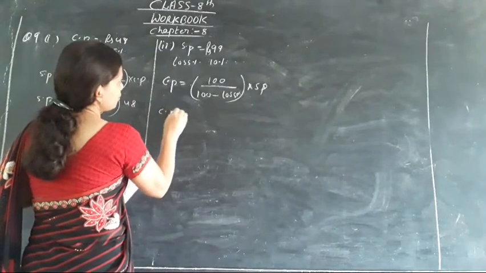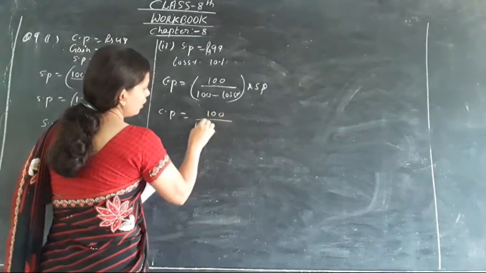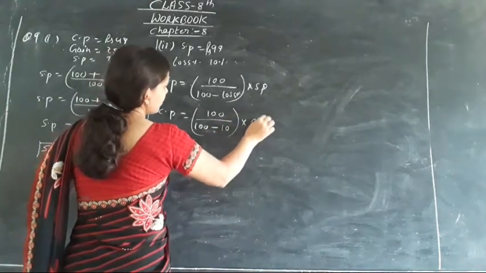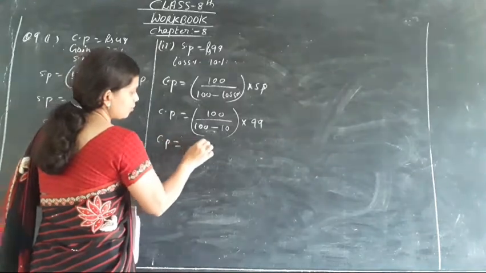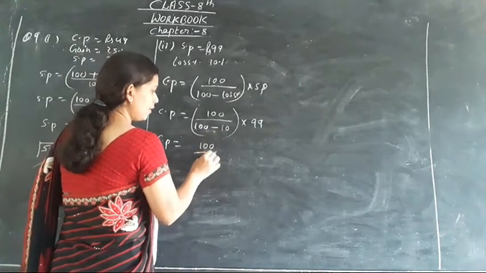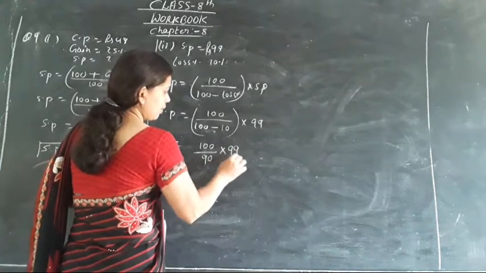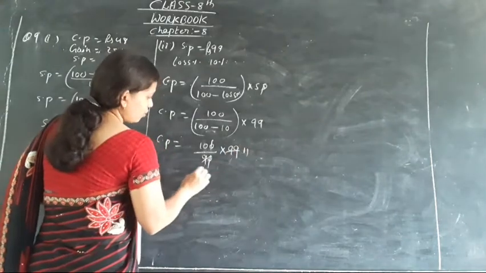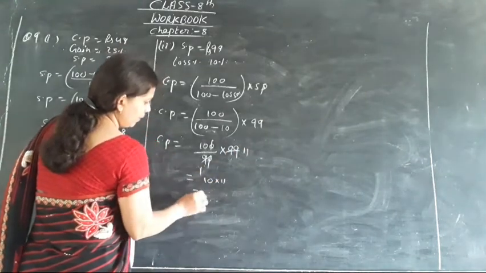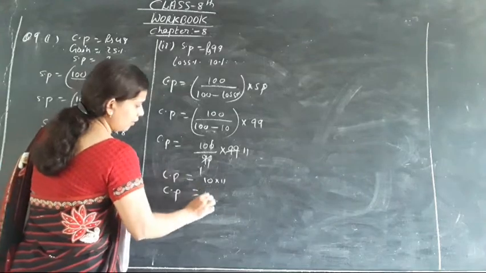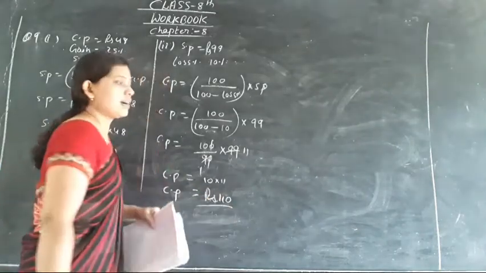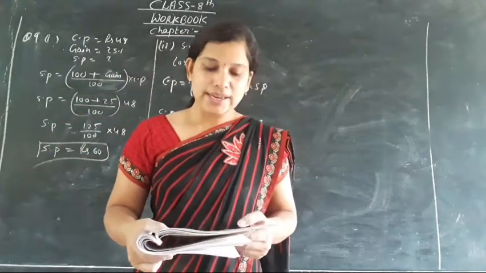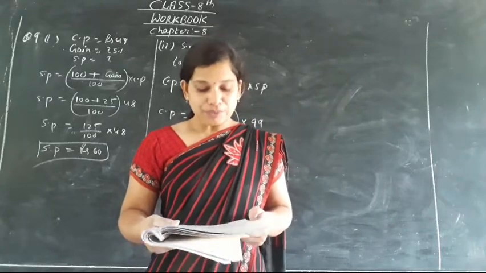So CP is equals to 100 upon 100 minus loss percent, which is 10%, into SP, which is given as 99. Solving, CP is equals to 100 upon 100 minus 10 will be 90 into 99. Clear? So here the zeros will get cancelled, 9 and 99 will get cancelled, so 10 into 11 will be equals to, what is the value of CP you will get? That will be 110. So this is the answer. Clear everyone? In this way students, you have to find all the parts, second, third, fourth and fifth. One by one we will do.